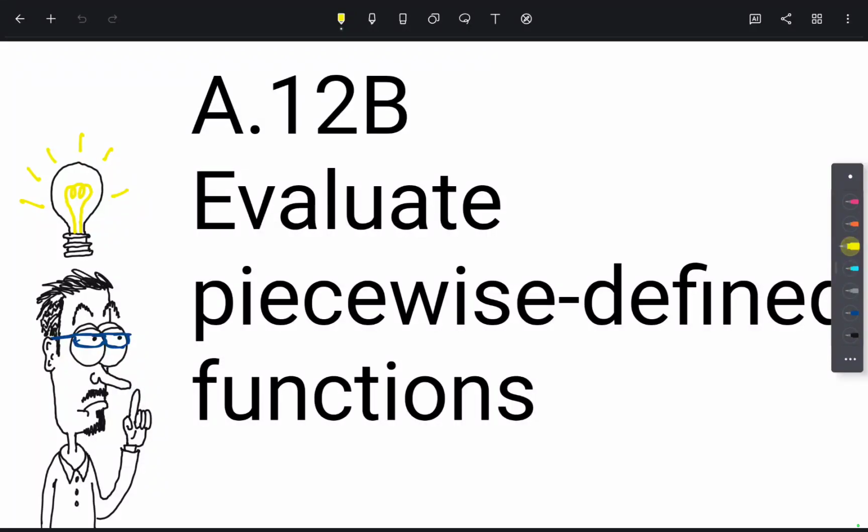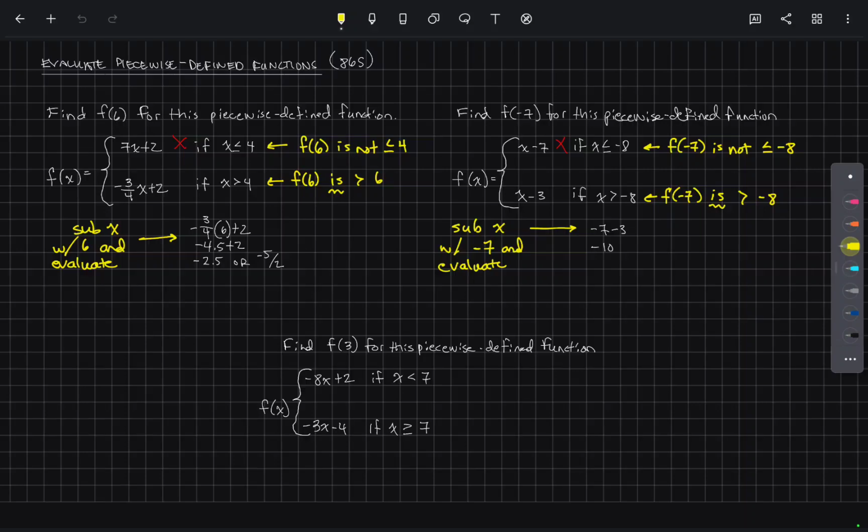Evaluate piecewise defined functions. Well, we already know what evaluate means. That means we can plug in a number and just solve the problem, and it outputs a number for us. Cool. All we're doing is putting the number in and figuring out what the answer is. That's evaluating. Piecewise defined functions look kind of like this.